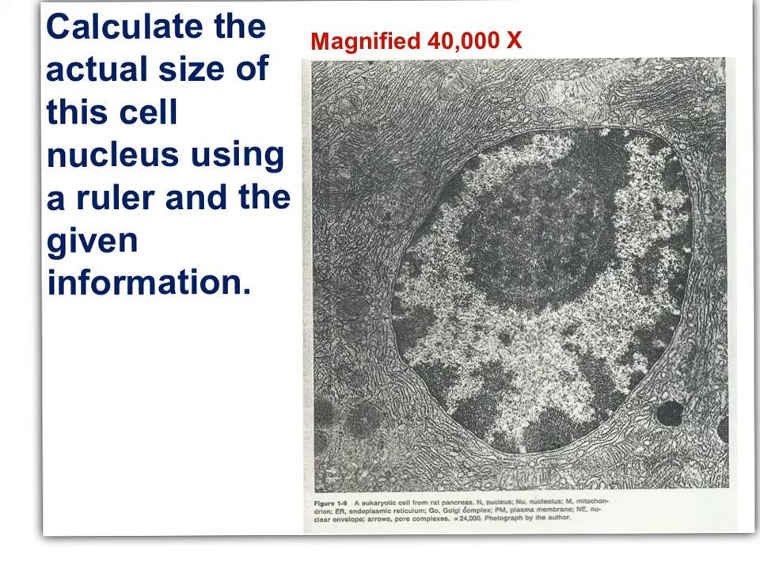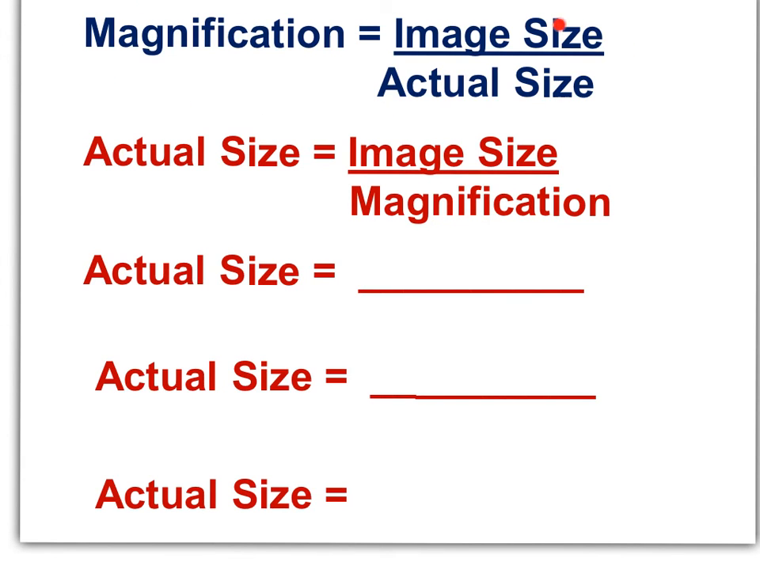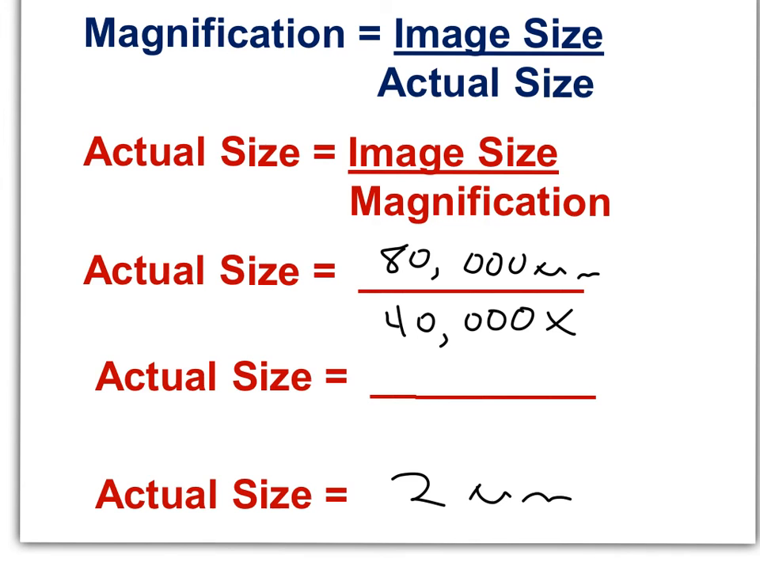Here's another chance to calculate the actual size of this nucleus in this micrograph. Given the magnification of 40,000x, get your ruler out and measure the width of this nucleus as approximately 8 centimeters. Again, we've taken the MIA formula and rearranged it to calculate for actual size. We know that magnification was given as 40,000x, and we know that the numerator at 8 centimeters would have 80,000 micrometers in place. Thus, the actual size of this nucleus is 2 micrometers.